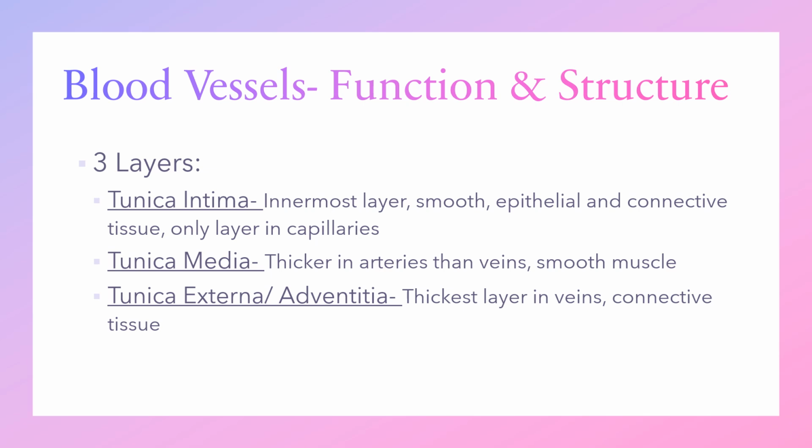Smooth muscle contraction and vasoconstriction can decrease the diameter of vessels, increasing blood pressure. This plays a crucial role in controlling the distribution of blood to different tissues according to their metabolic needs. The third layer, the tunica externa, is the outermost layer of blood vessels, primarily composed of connective tissue that involves collagen and elastin fibers.